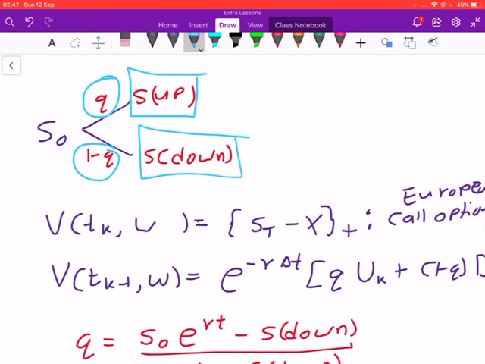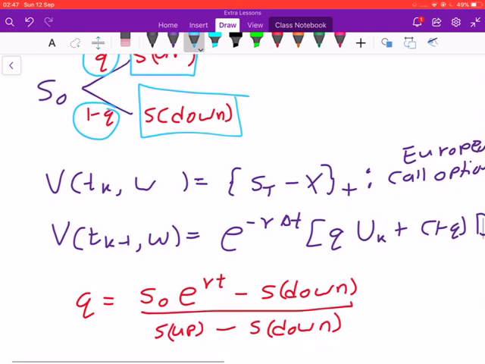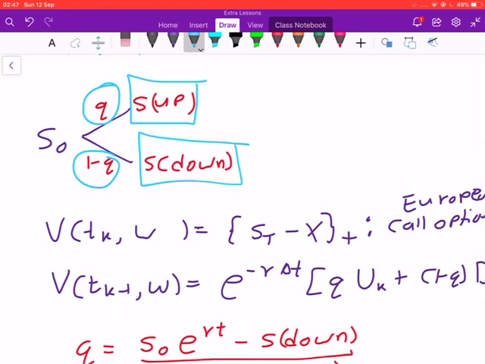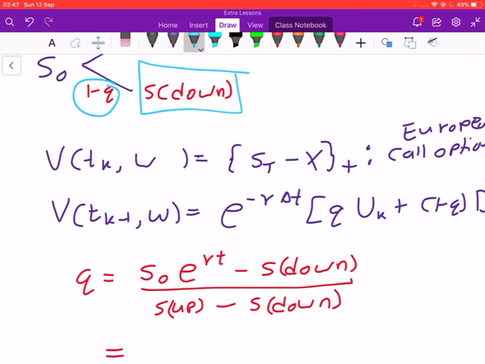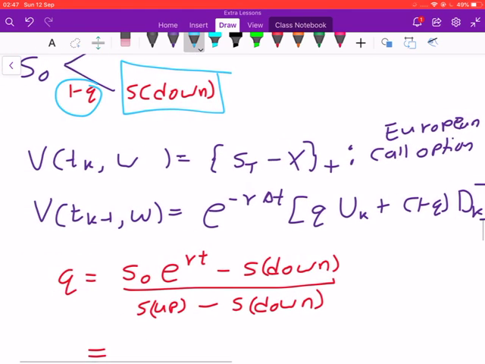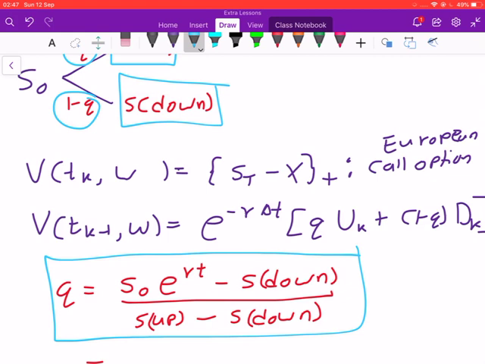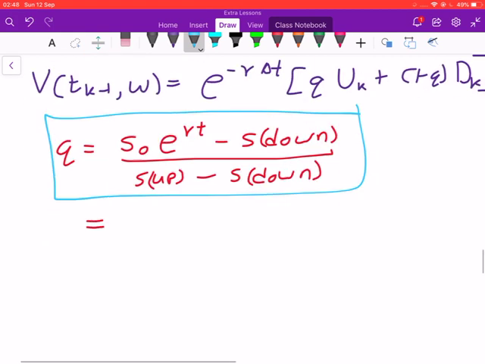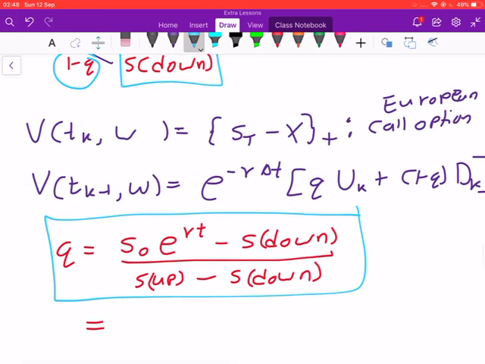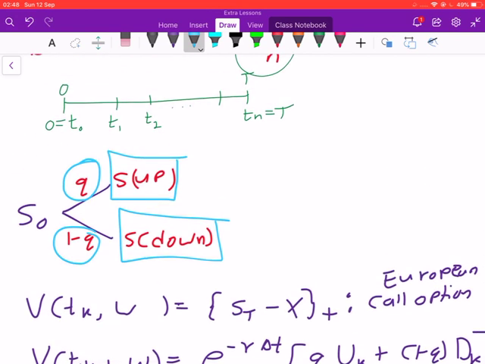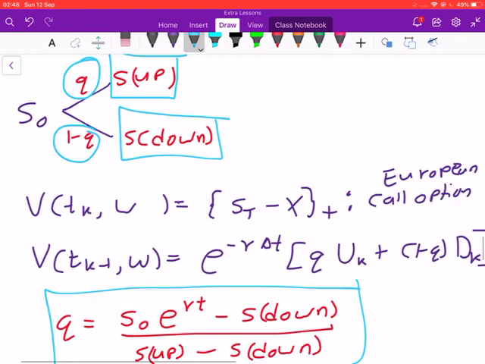So to find the value of the asset, and to find the artificial probability, this is what we do. This is what we get, in this equation, which we have proved up there using the replication strategy. So I will do two examples.